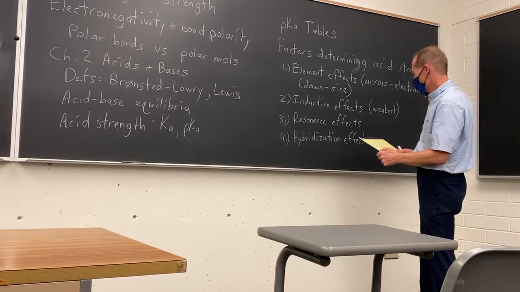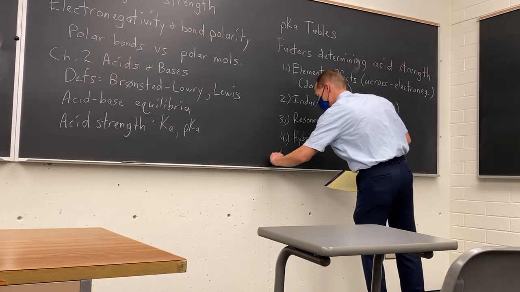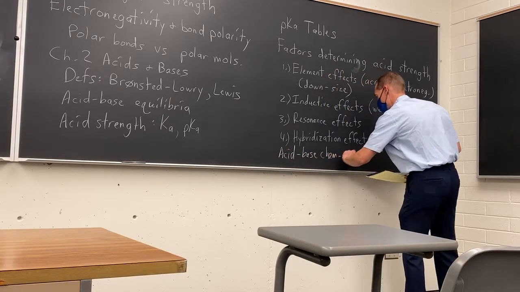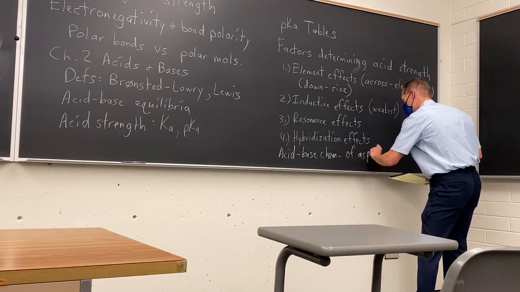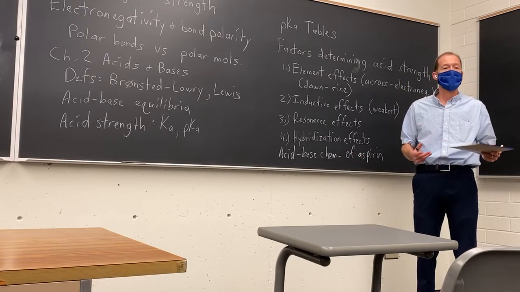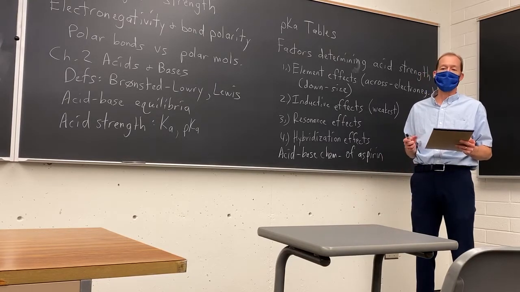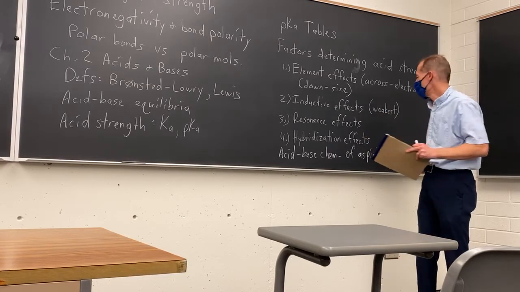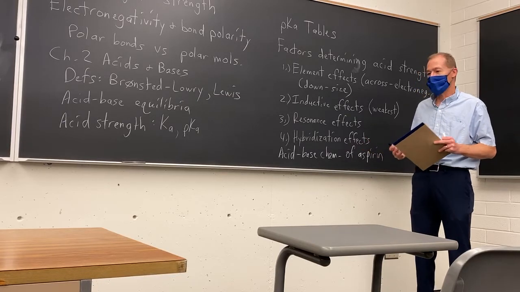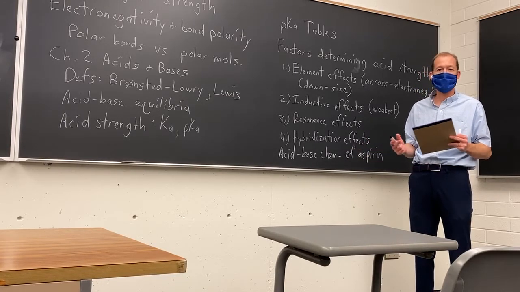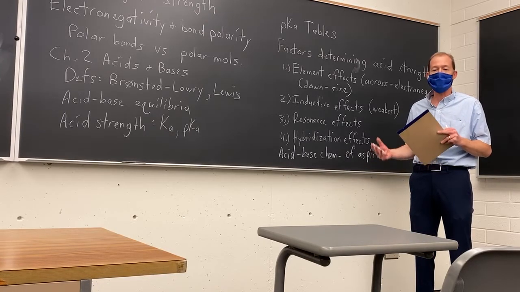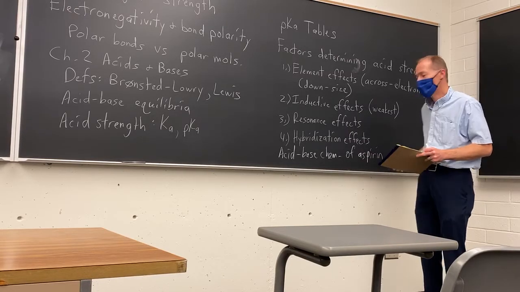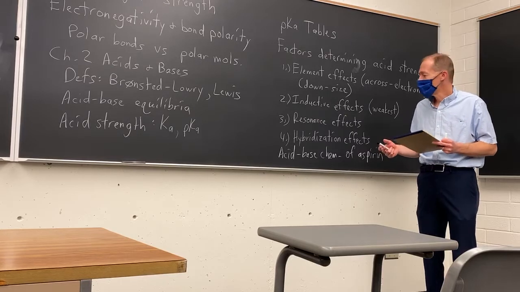And then the last thing that we learned in chapter 2 was the acid-base chemistry of aspirin. We talked about how the stomach is acidic, the intestines are basic. This leads to the acid form of aspirin dominating in the stomach and the conjugate base dominating in the intestines. And that affects in which part of the digestive tract aspirin is absorbed into the bloodstream.